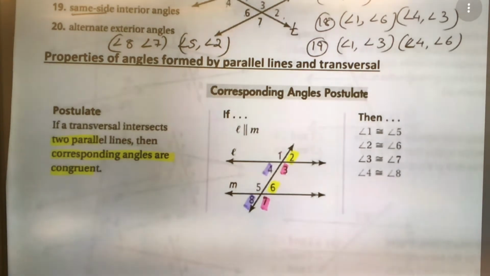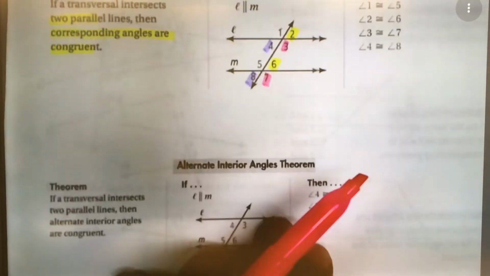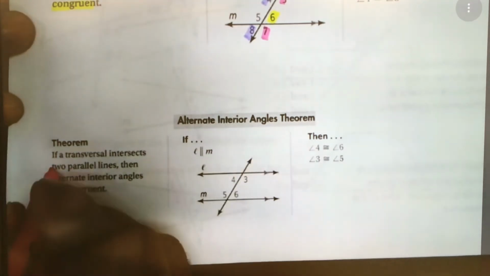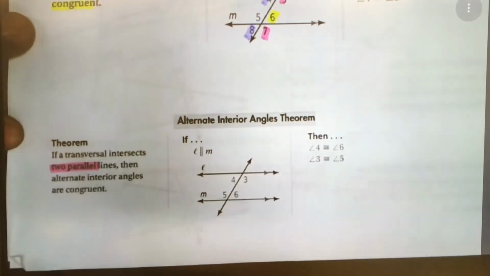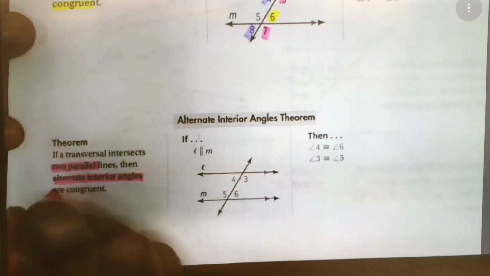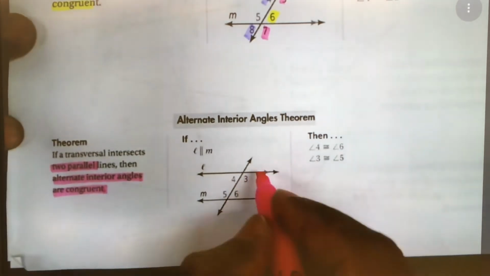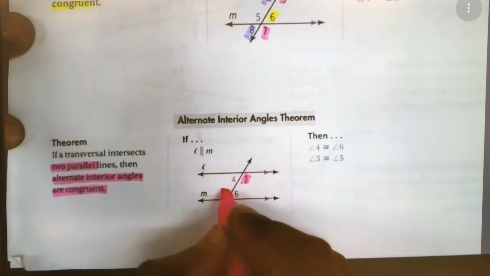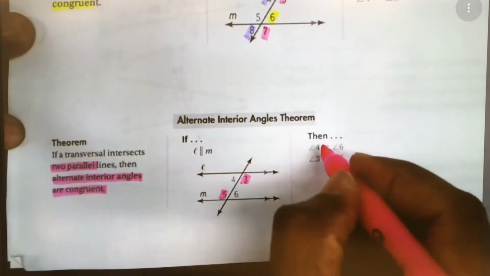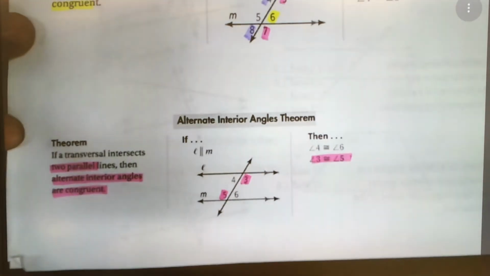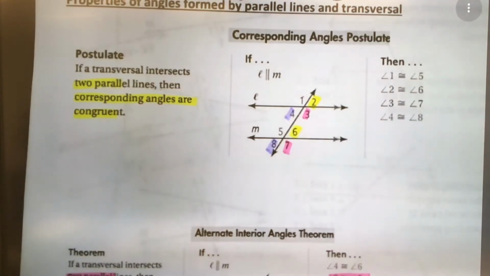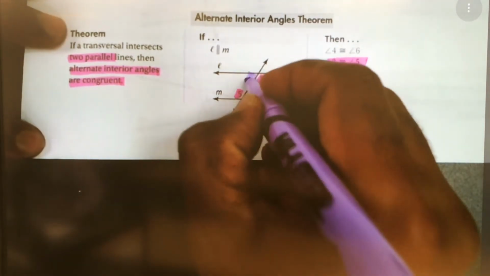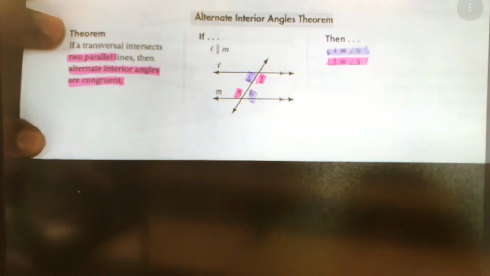So the next one is the alternate interior angle theorem. They say that if two lines are parallel, the alternate interior angles are congruent. So that means angle 3 is the alternate interior angle of angle 5. So angle 5 and angle 3 will be congruent. Then angle 4 and angle 6 are congruent. So they are alternate interior, so they are congruent.